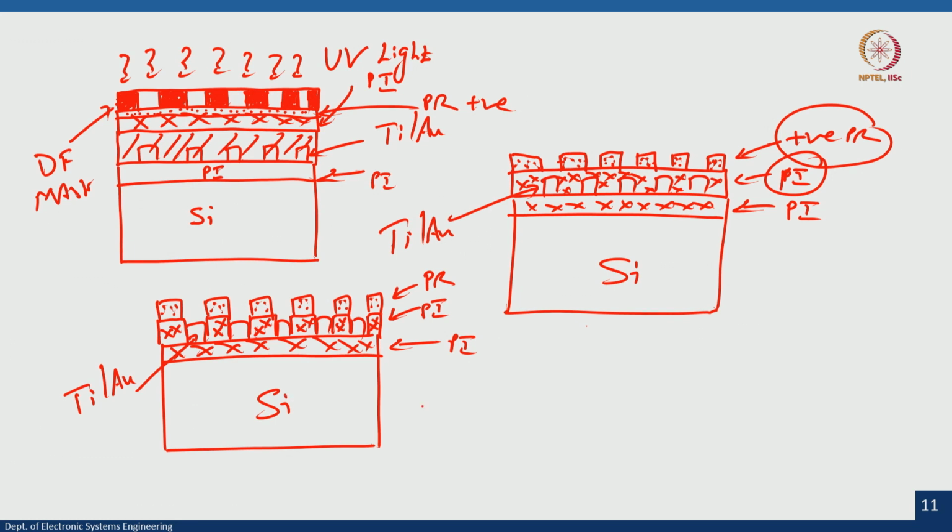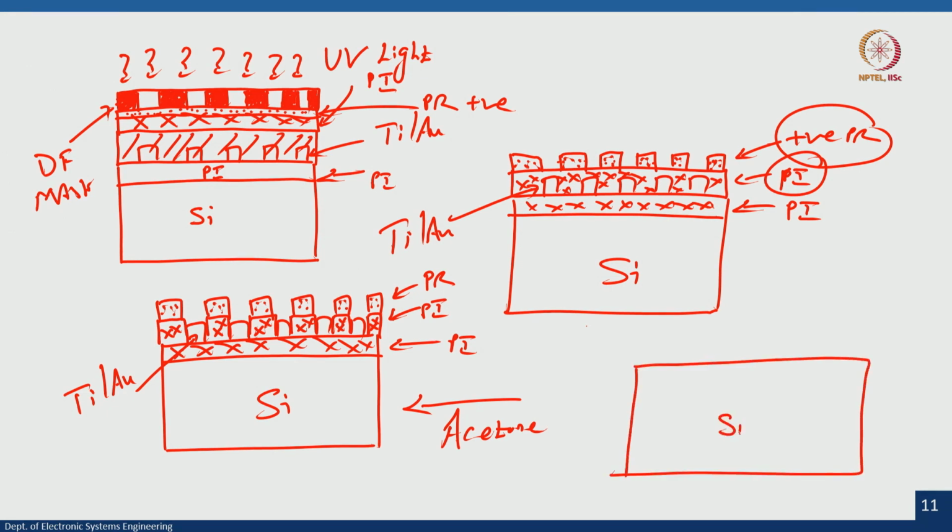Now, we will dip this wafer in acetone. When we dip this wafer in acetone, what do we get? We get our silicon, we have the PI, then we have our microelectrode array, recording electrodes and contact pads.